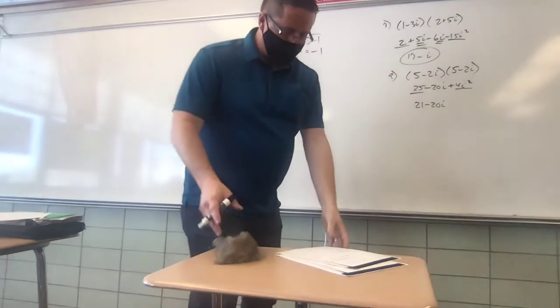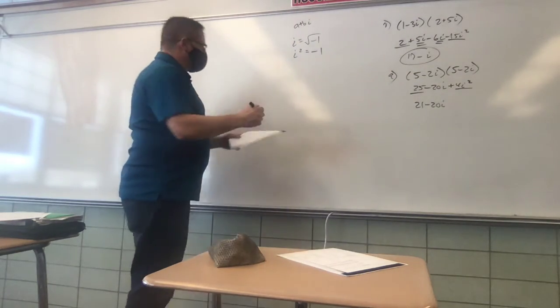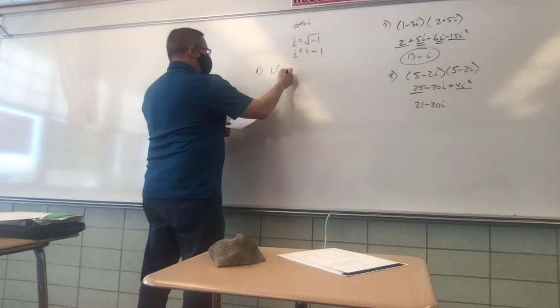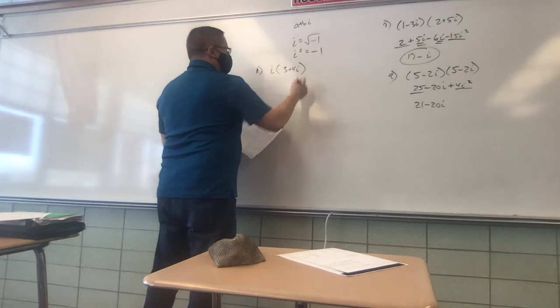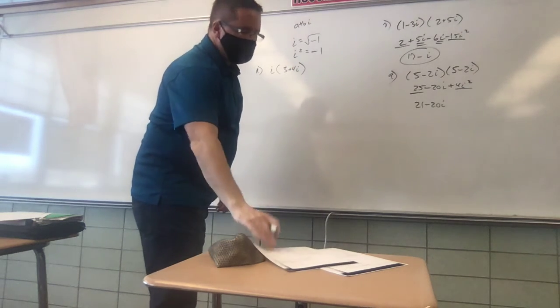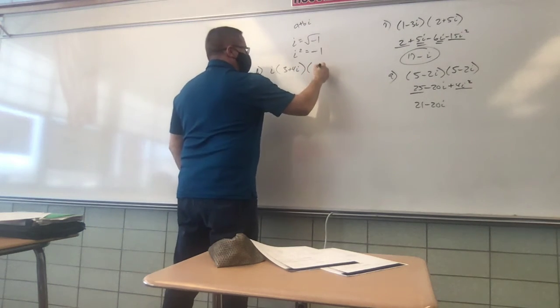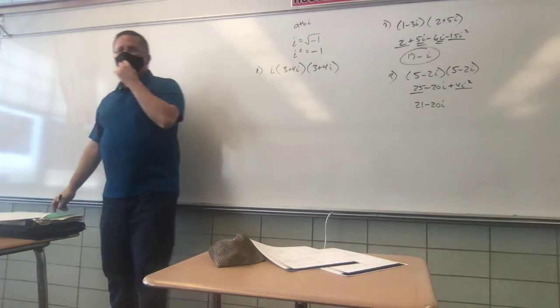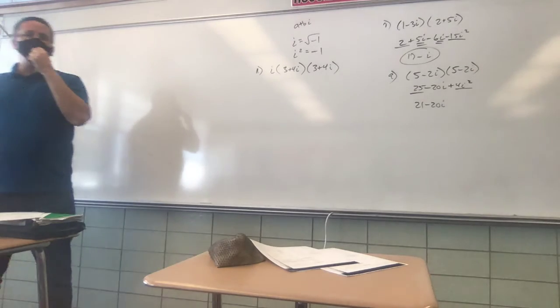Okay, number 11. Okay, this one's a little different. So we have 3 plus 4i squared. Well, I'm not going to write 3 plus 4i squared. I'm going to write 3 plus 4i times 3 plus 4i. So you guys remember this from Algebra 2. How do you multiply 3 things together at the same time? You can't. It's impossible. Okay?